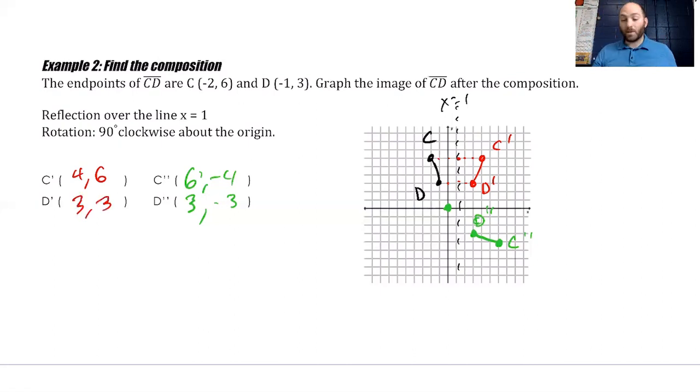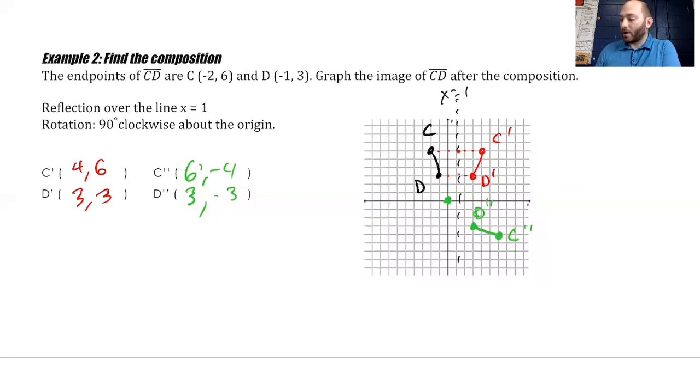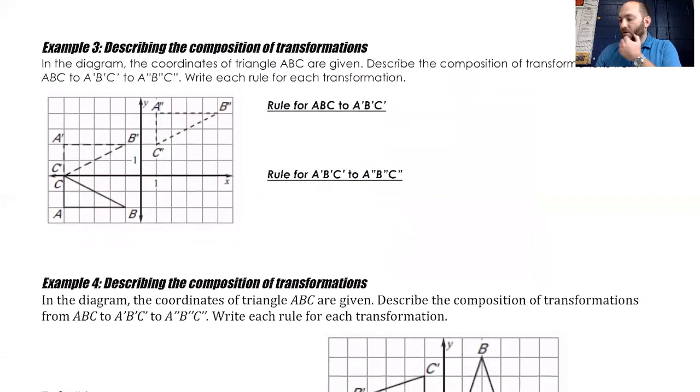Okay. And again, watch the path of this. Started with this segment here. It reflects over this vertical line, x equals 1. Then it rotates, okay? This is doing the 90-degree clockwise rotation to get down there. Okay. So here we want to tell our rule. I've given you the transformation on the graph, and now you want to tell the rule. And remember, the rule starts from non-prime to prime to double prime.